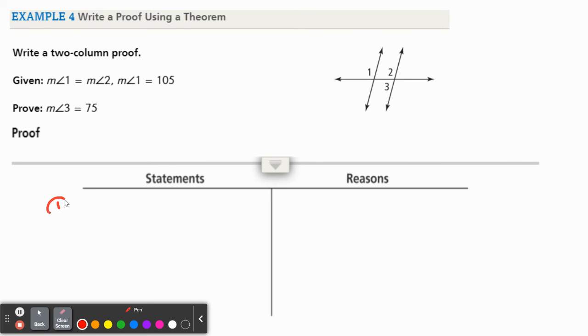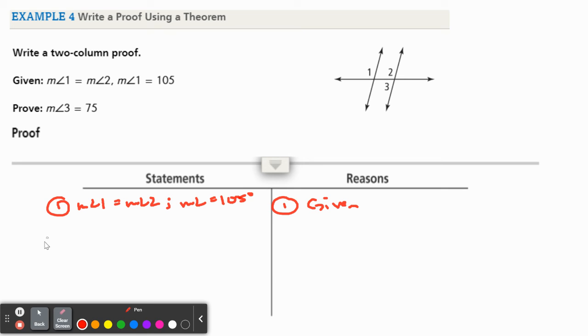So the first statement is always the given, and I'll put both parts of the given. So the measure of angle 1 equals the measure of angle 2, and the measure of angle 1 equals 105 degrees, right? I throw the degree symbol on there. They typically assume you know degrees, but I don't like to assume things. And that's given to me.